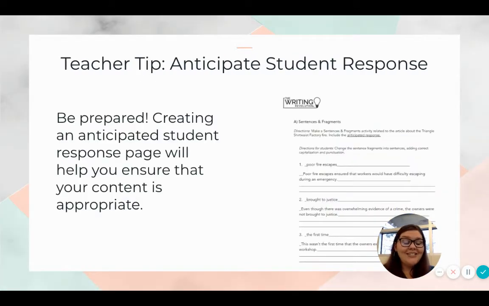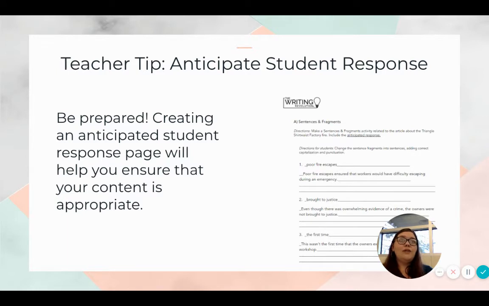The biggest teacher tip I have for you, the biggest one, you need to always anticipate your students' responses. You have to be prepared. This is not a plug and play. You cannot just come in and shoot from the hip and come up with these. You could, sometimes they might be right, but sometimes they might not be. So you need to be prepared by creating an anticipated student response page. That's going to help you ensure that your content is appropriate.